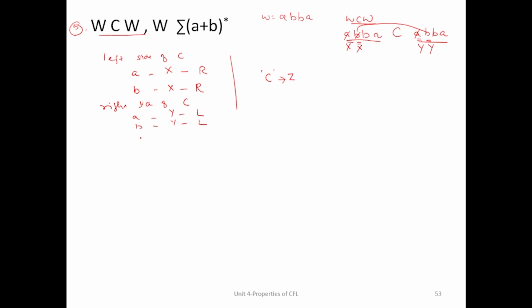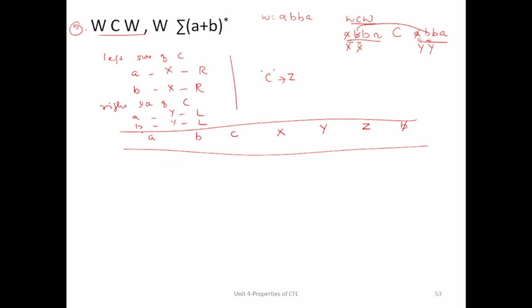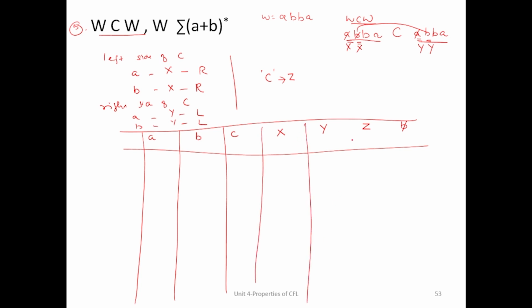So what are the possible values? A, B, C letters, where the left side A and B are replaced with X, the right side A and B are replaced with Y, and C should be replaced with Z. Apart from that, the blank space occurs. So these are all the possible input tape symbols. And we should construct the transition table, that is the Turing machine notation.